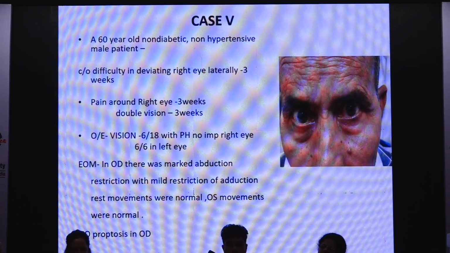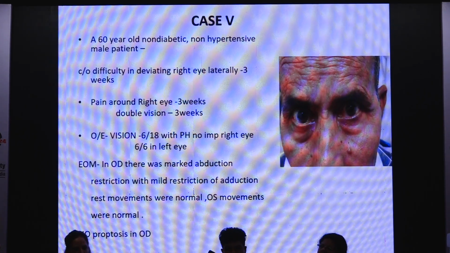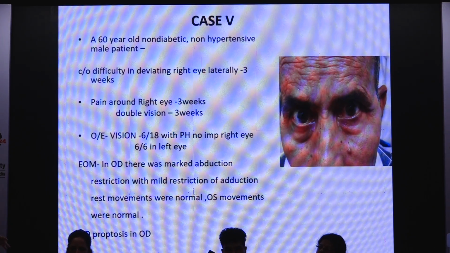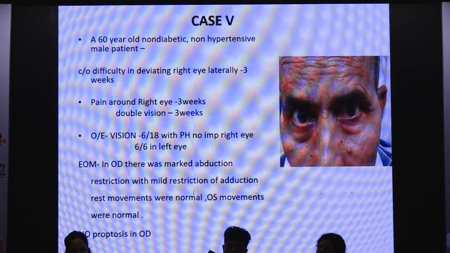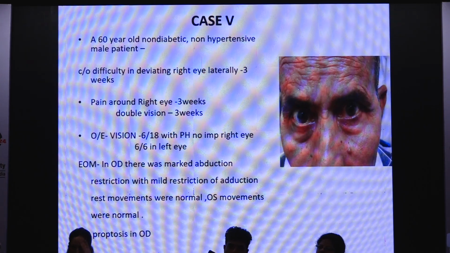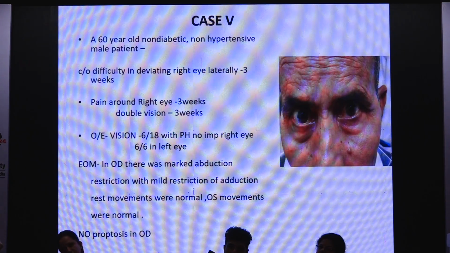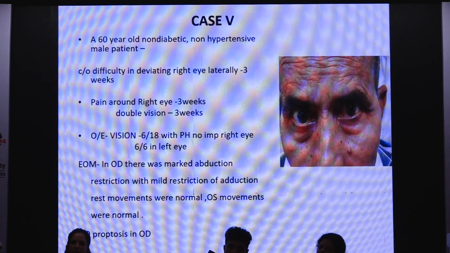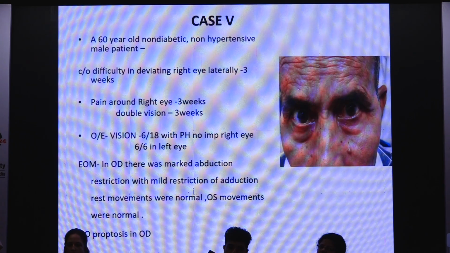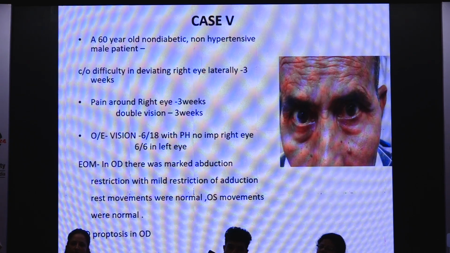So when we examined, the visual acuity was subnormal in that eye, while in the left eye it was perfectly normal. He had a marked abduction restriction. He was not able to move his right eye beyond the midline. But if you can see, with so much abduction restriction, there's very little esotropia, about 25 prism diopters, while the left eye was perfectly normal, and there was no proptosis in that eye. So my resident made a diagnosis of sixth nerve palsy.